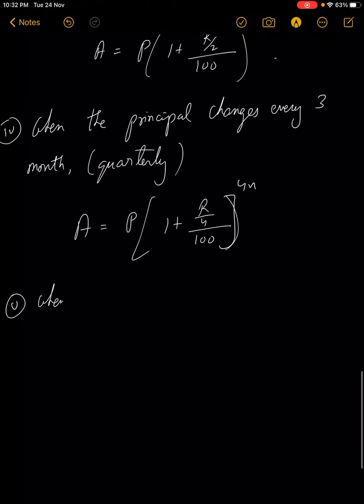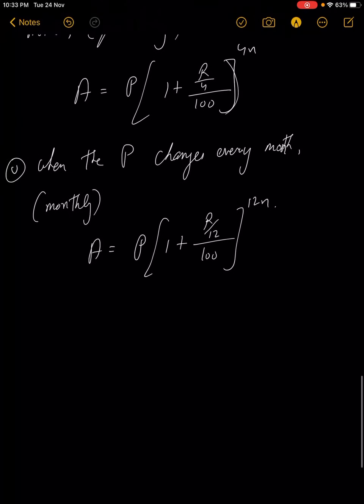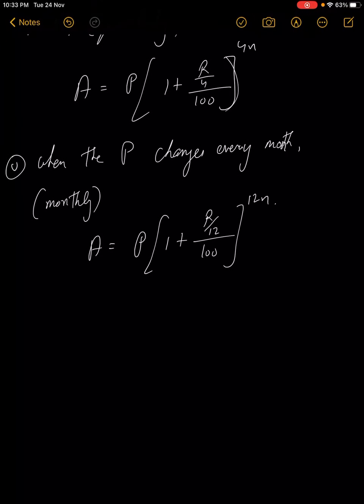Fifth one, when the principal changes every month, that is monthly, then of course we say that the interest is compounded monthly. So I guess now we can guess: principal into 1 plus r by 12 by 100 whole power 12n. Yes.